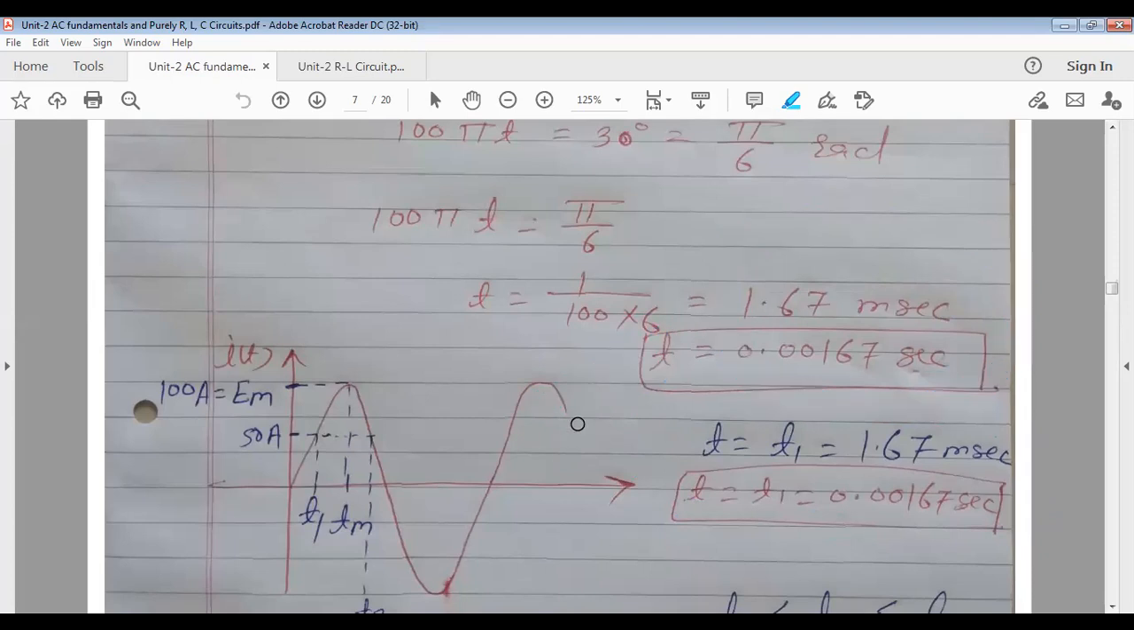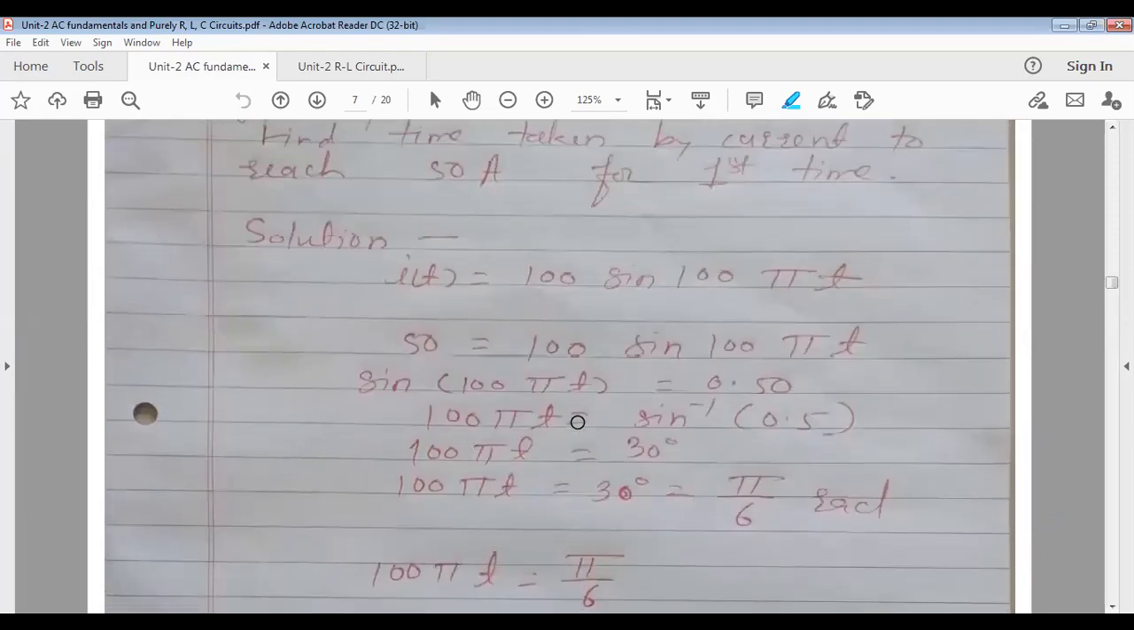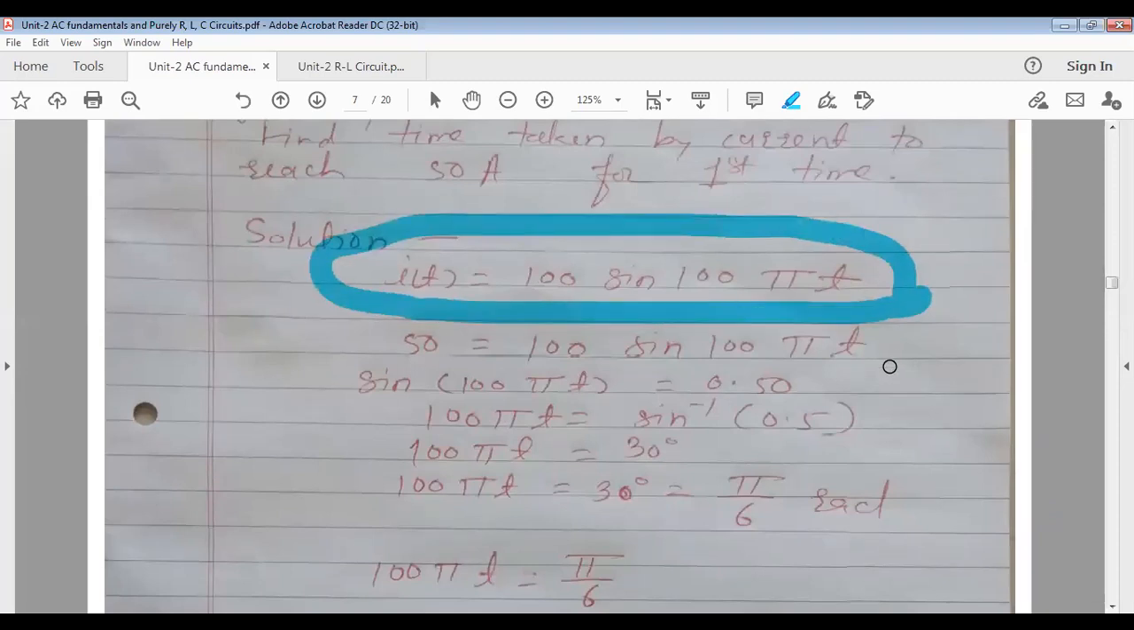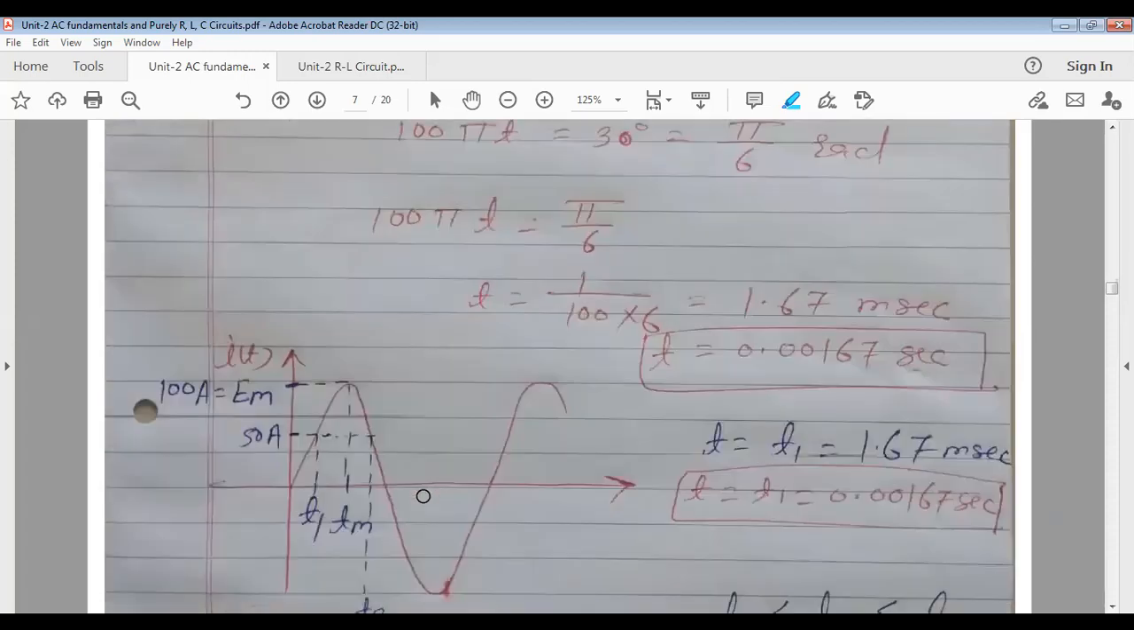How can we calculate Tm? Suppose I am given the instantaneous current equation and I want to calculate Tm. It means the time when the current reaches the first positive peak. And what is the value of current at the first positive peak? 100 ampere. So how can I calculate the time when the current is 100 ampere? How?